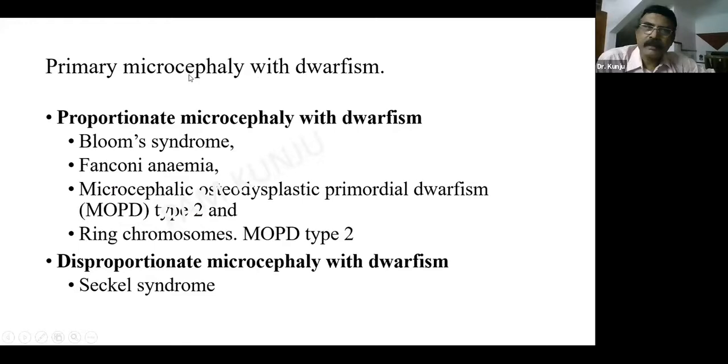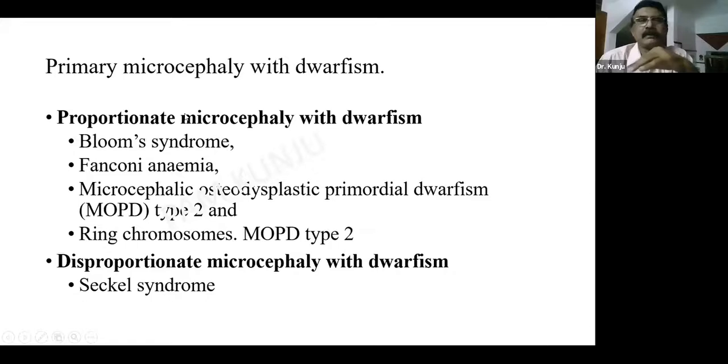So you again classify them as proportionate microcephaly with dwarfism and disproportionate microcephaly. This is different from our proportionate dwarfism and disproportionate dwarfism, where there is a truncal shortening or a limb shortening. But here it is different. Proportionate microcephaly means here the head size is somewhat proportionate to the dwarfism or short stature. That is proportionate microcephaly. So the microcephaly may not be a very big issue there.